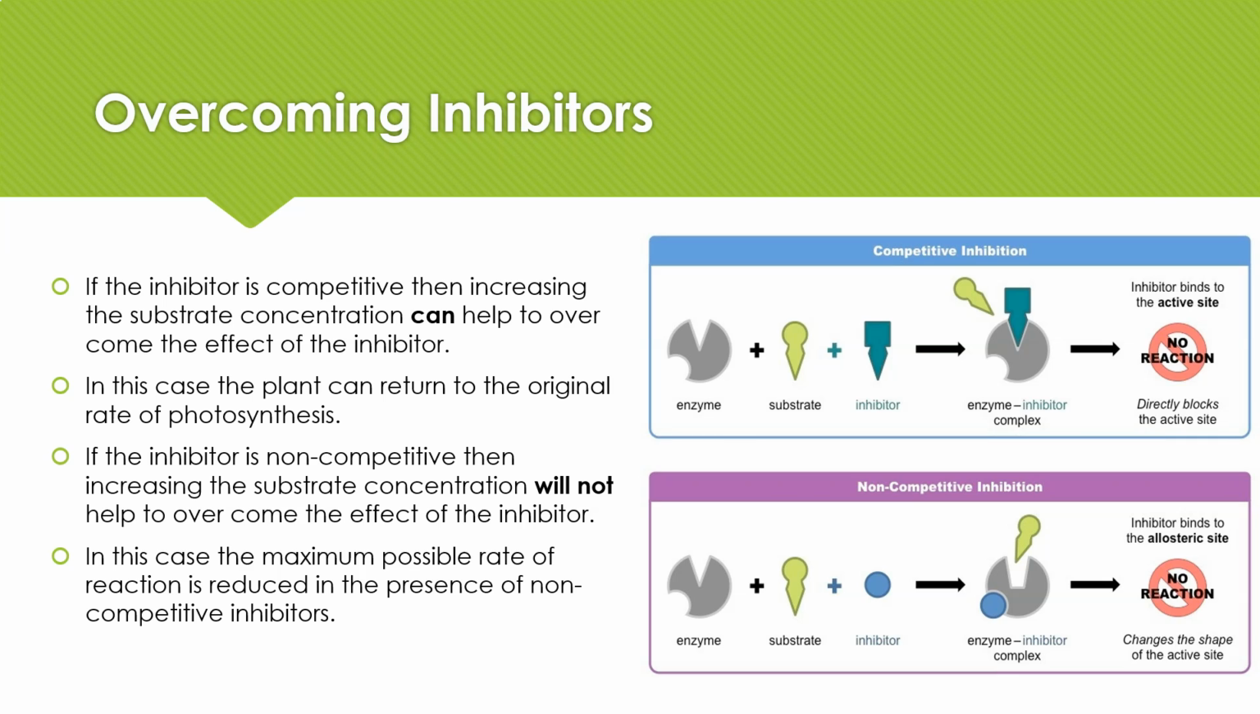If it's non-competitive, increasing substrate concentration will not help to overcome the effects because the inhibitor isn't attached to the active site, so the substrate doesn't interact with the inhibitor anyway. So having lots of the substrate won't help. The inhibitor will just bind to the enzyme anyway. So once you have this non-competitive inhibitor present, your overall maximum rate of photosynthesis is reduced and it's not fixable. Competitive, you can return it to its original maximum. Non-competitive, you end up with a new lower maximum rate of reaction. So that's how that affects it.